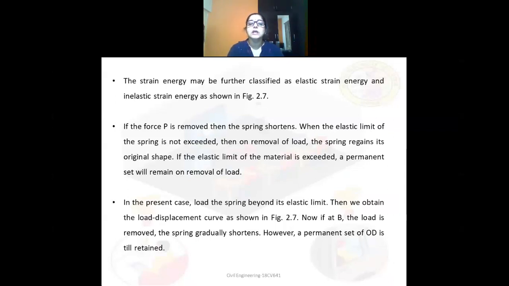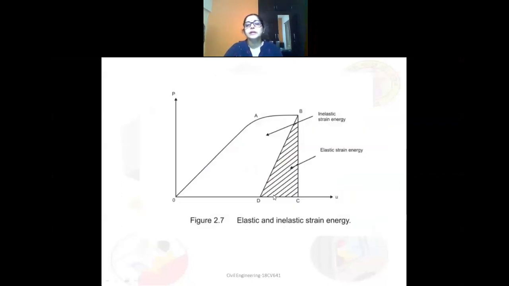In the present case, the load on the spring is beyond its elastic limit. So inelastic strain energy is the portion where it has crossed its elastic limit. Then we obtain the load displacement curve as shown in the previous figure. Now if at B the load is removed, the spring gradually shortens. However, a permanent set of OD is still retained. OD is a permanent deformation, hence it is called inelastic strain energy.